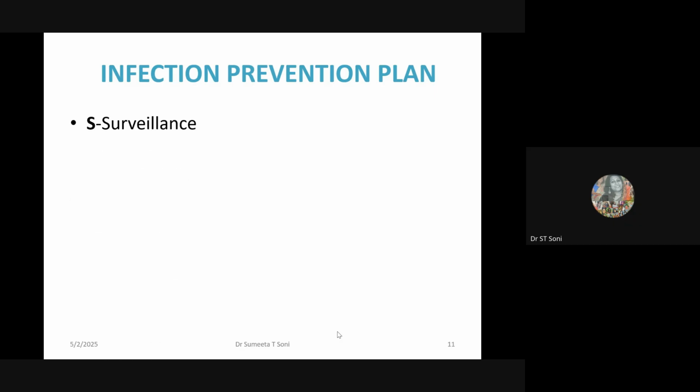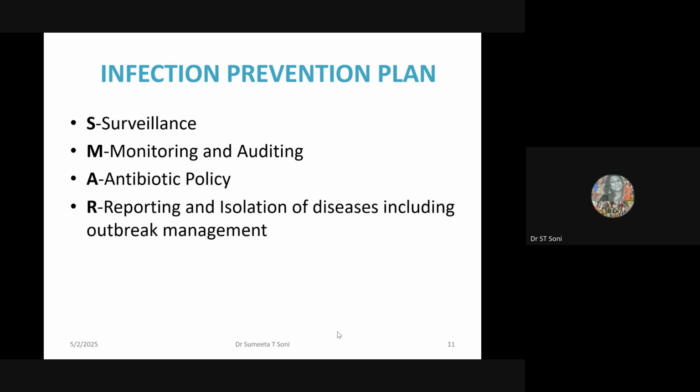So the infection prevention and control plan is a very smart plan, and we say that it starts with surveillance, monitoring and auditing, antibiotic policy, reporting and isolation of the diseases, including outbreak management, and training. So this is very, very important. And today we are learning. This is also one part of the training towards healthcare associated infection and staff health.